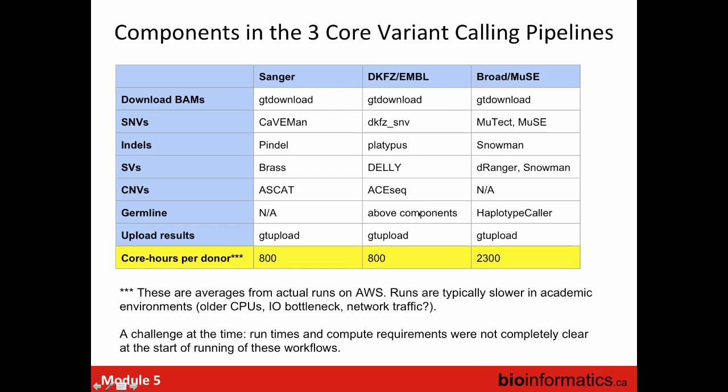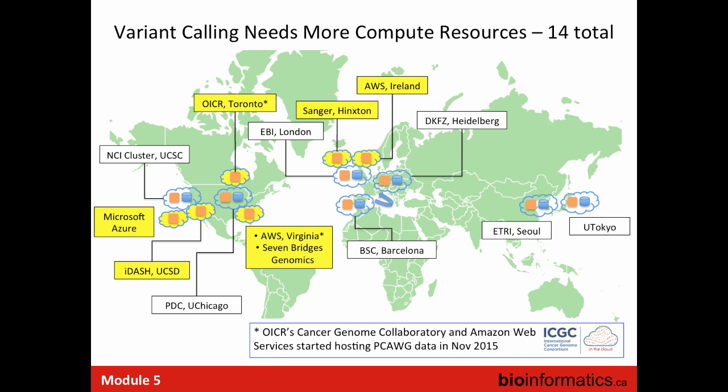We also had a challenge back then that we didn't really know what these pipelines needed in terms of cores or memory, so there was a bit of trial and error. And like George said, the lesson is start small. You pick different kinds of samples, big and small, and try it out so you get a flavor of what exactly to do next when you try to scale up.